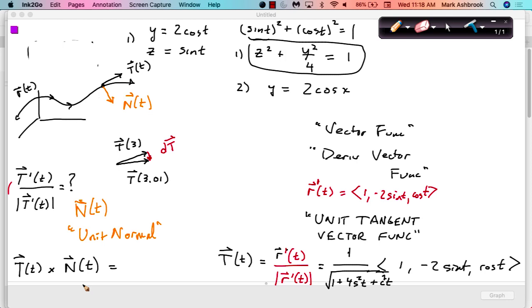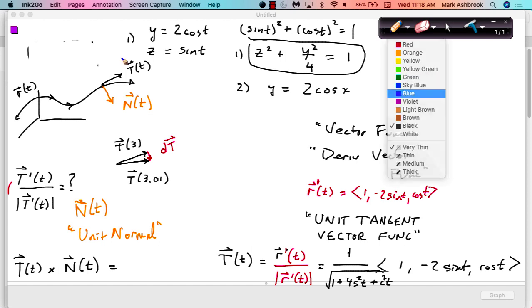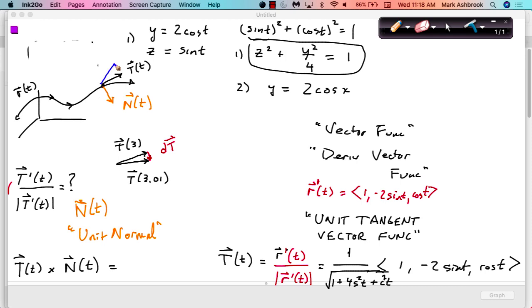This is called B of t. It's called the binormal vector.